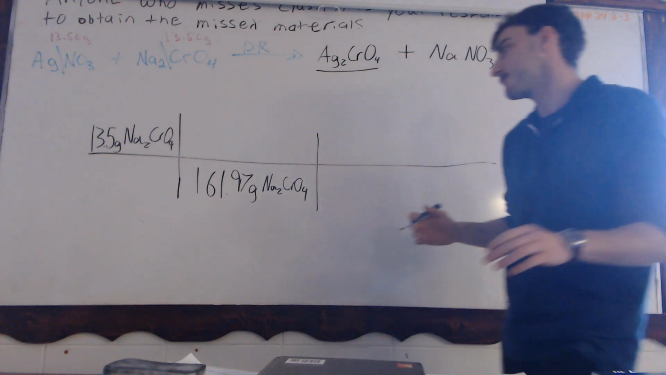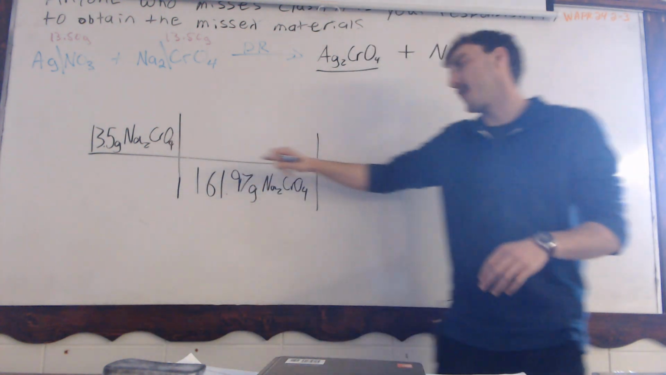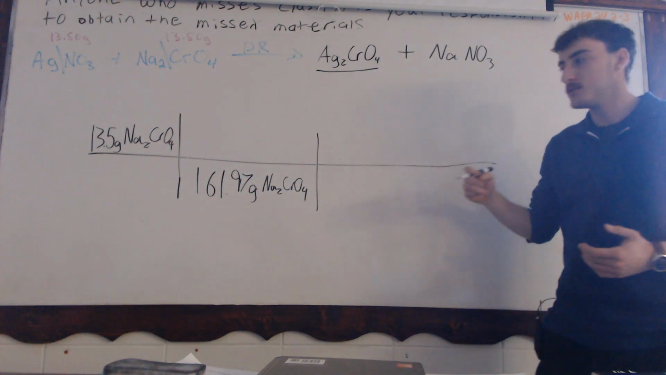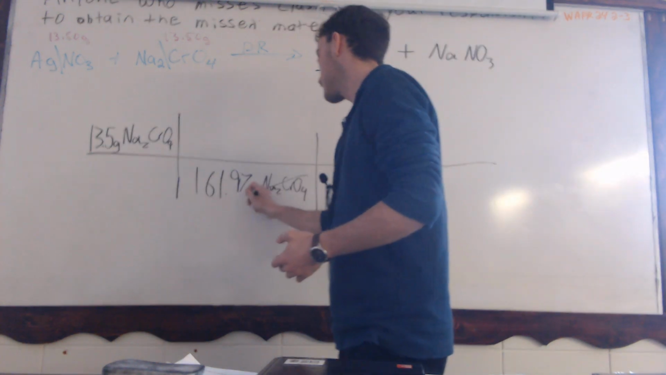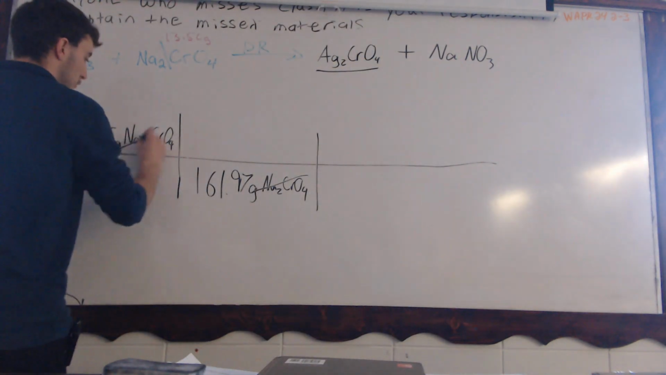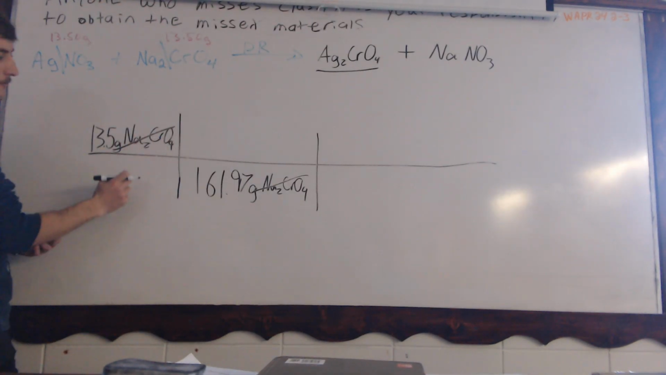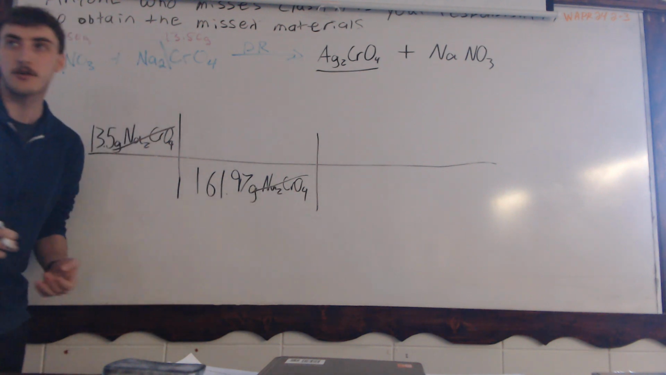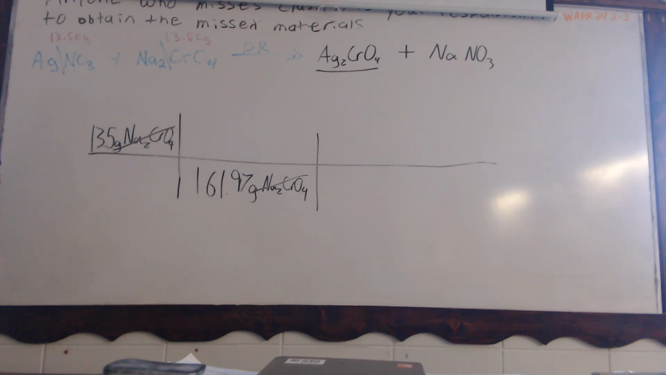Because this is a dividing line, when you have a dividing line, those underneath can cancel out with those on top. So the grams of sodium chromate cancel out with the grams of sodium chromate. They cancel. What is the unit we use? It's a counting unit, we call it. It's a mole. We use a mole to count it.